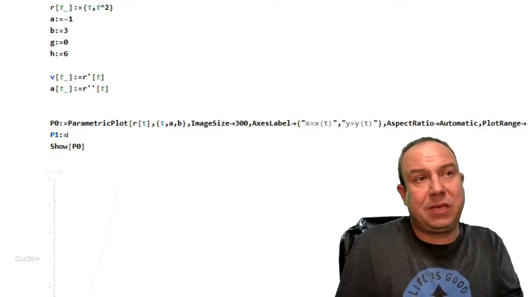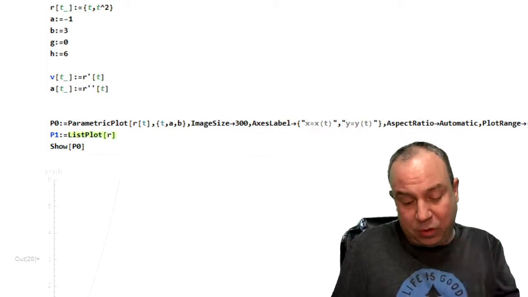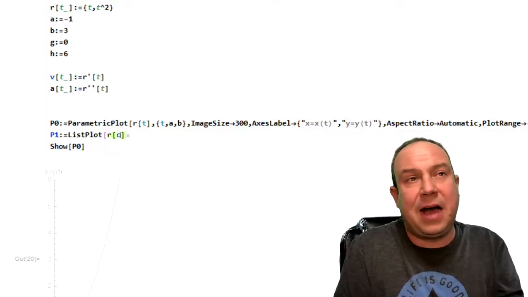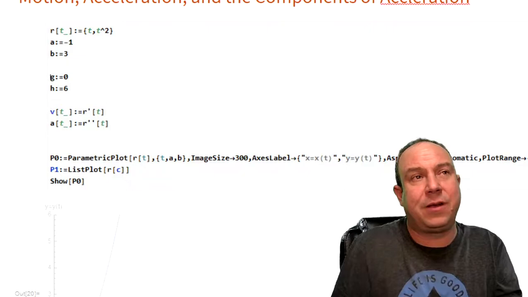All right. Let's be careful there. We're going to do a list plot in 2 dimensions. A P1, and what is P1? P1 might be R at, what have we done? C in the past, right? We made that a user-defined value here.